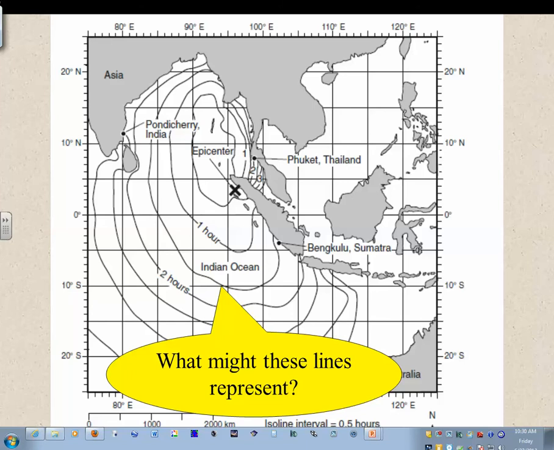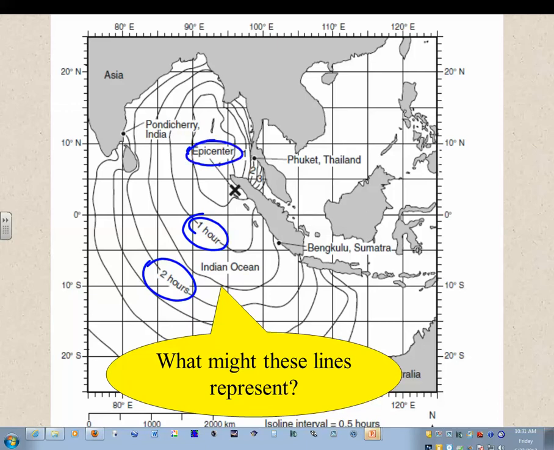And if you look at this particular map right here, you'll see there's a bunch of lines that kind of circle around that point X. And they move outwards, and they have labels on them, 1 hour, 2 hours, so on and so forth. What might these lines represent? Take a moment, think about it. There's a key word here.